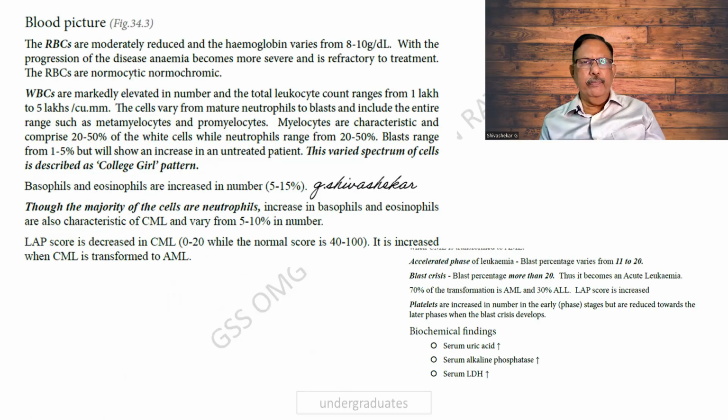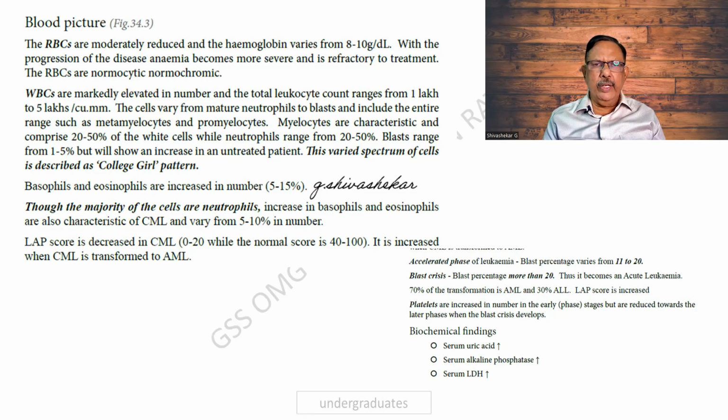What is the blood picture? The RBCs are moderately reduced and there will be a hemoglobin deficiency of 10 to 8 grams. Further, it becomes less. The RBCs are normocytic, normochromic, so nothing to worry. WBCs will be markedly increased from 1 lakh up to 5 lakhs per cubic millimeter. And the cells range from neutrophils to myeloblasts. The entire spectrum of cells can be seen.